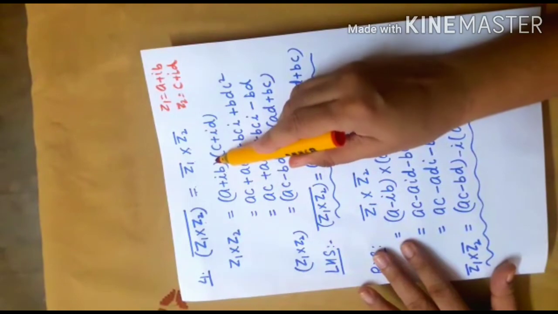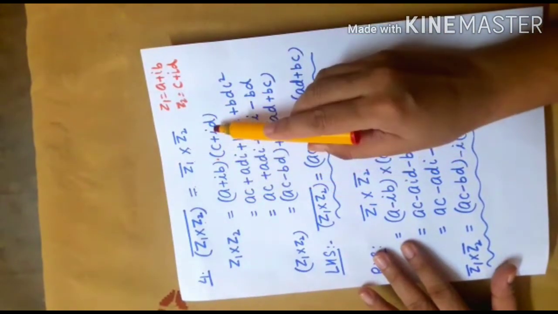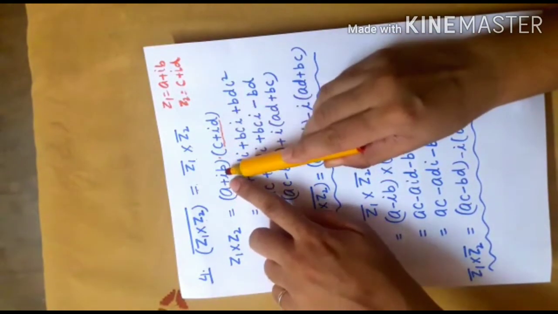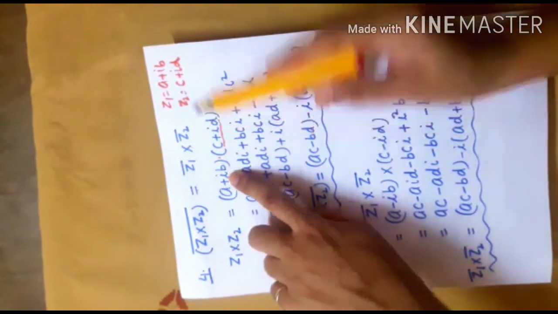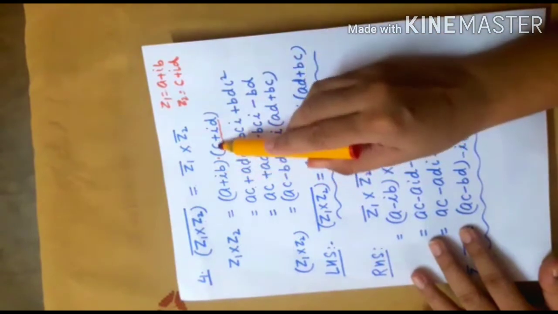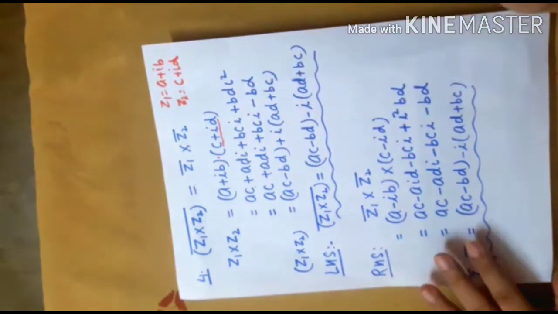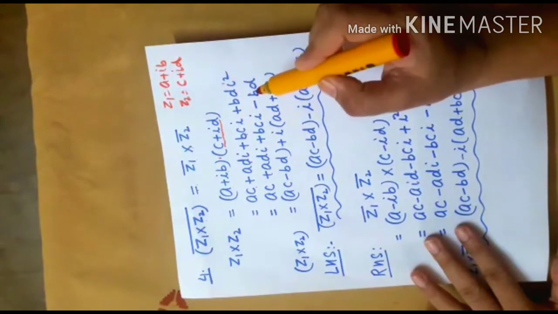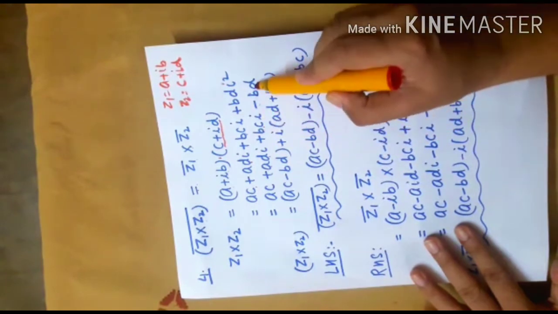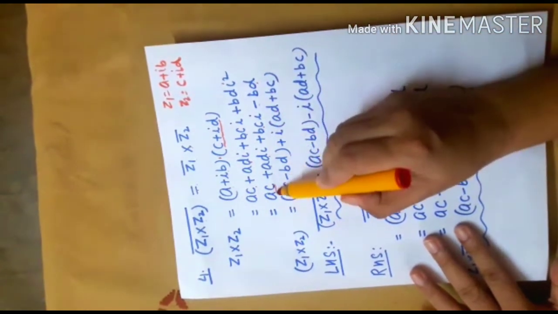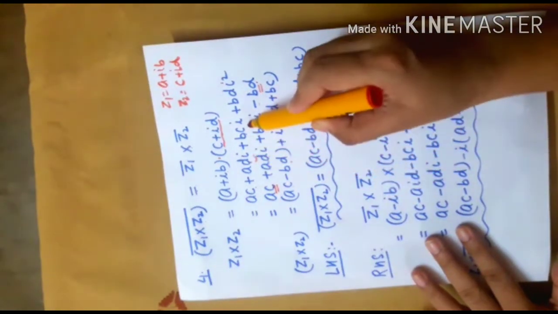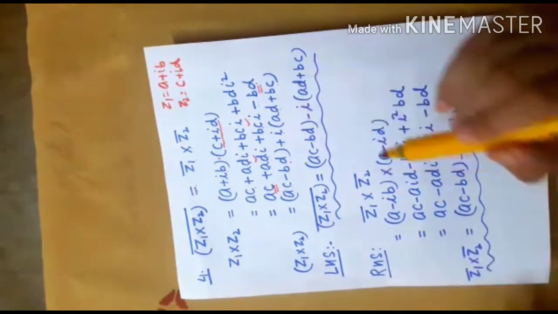A plus iota B into C plus iota D. I'll use distributive law. I'll multiply A with C plus iota D. Then I'll multiply iota B with C plus iota D. So I'll get AC plus AD iota, then BC iota plus BD iota square. Now iota square is -1, so I'll get AC plus AD iota plus BC iota and minus BD. Combine the real parts, so it is AC minus BD, and combining these two I'll get iota (AD plus BC).